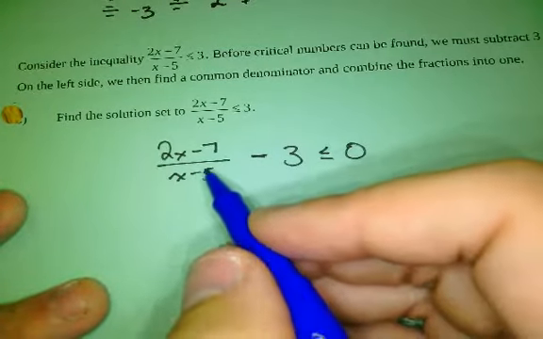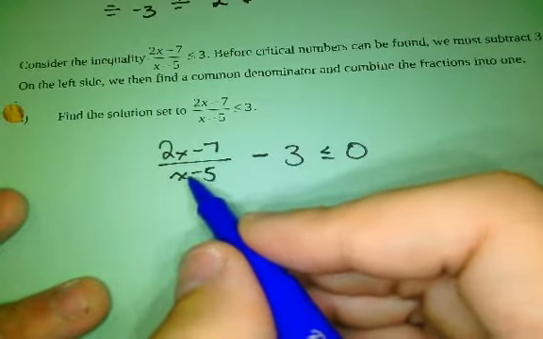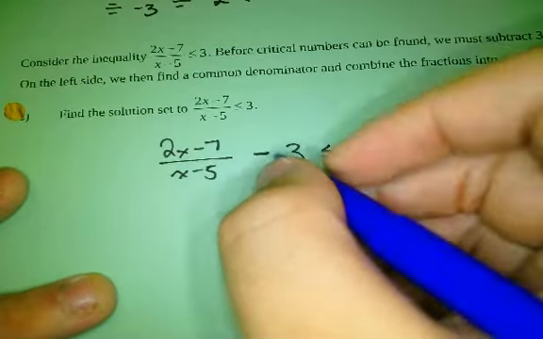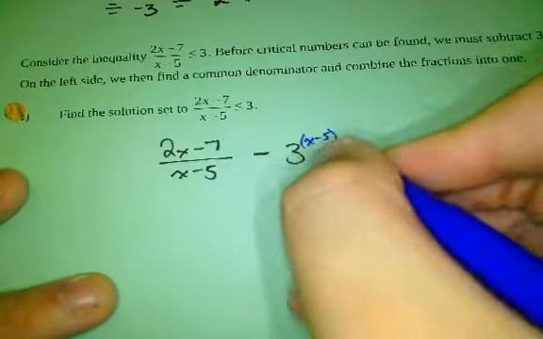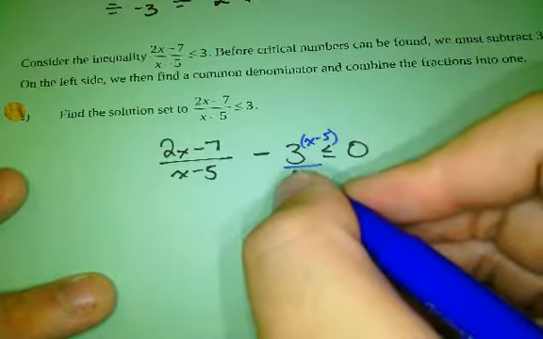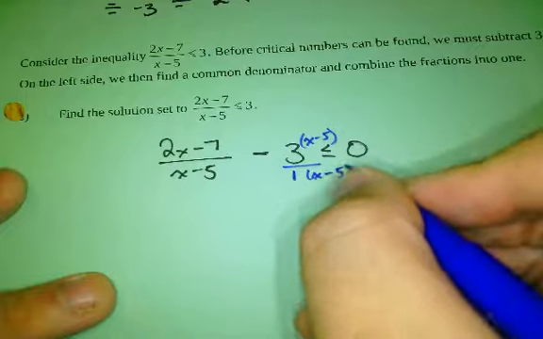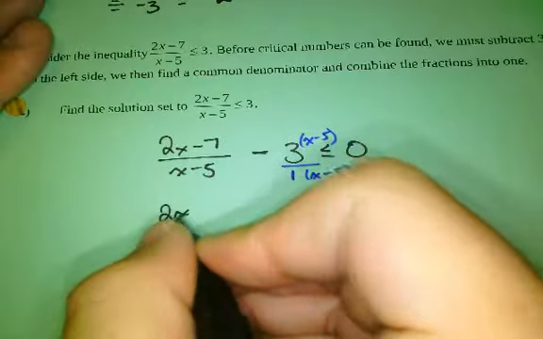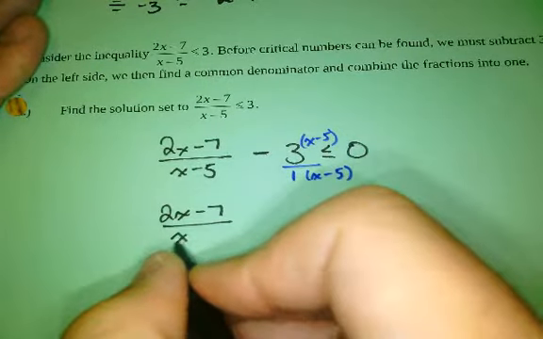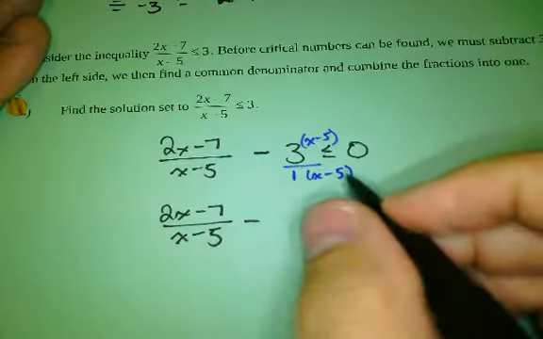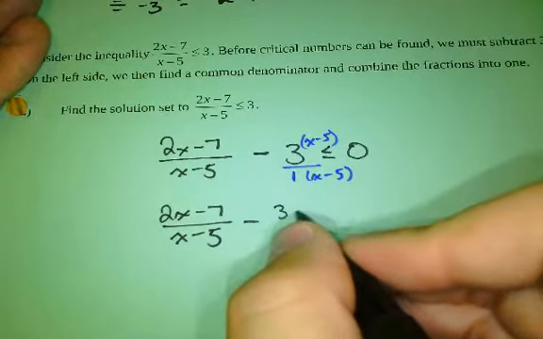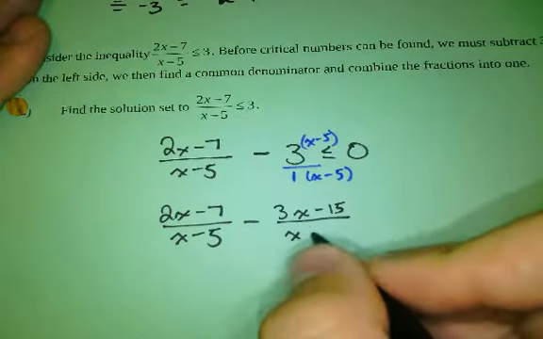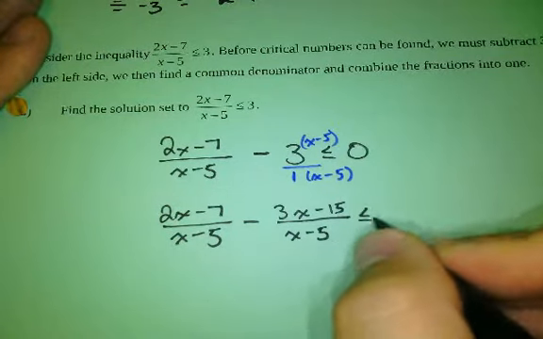Get common denominators. So I need to multiply the 3 by x minus 5 over. So I'm going to do x minus 5 on top, and on bottom there's an imaginary 1, correct? Multiply that one by x minus 5. So when I do that, I'm going to get 2x minus 7 all over x minus 5 minus. Well, I'm doing 2 separate fractions. I know what you're saying, but plus. We'll distribute it in this next step.